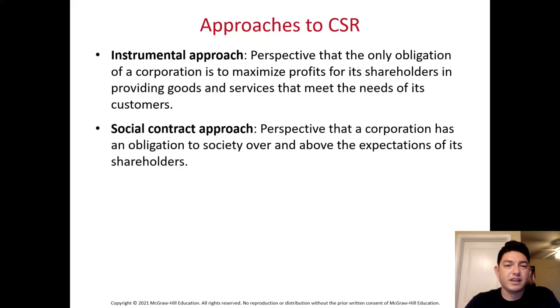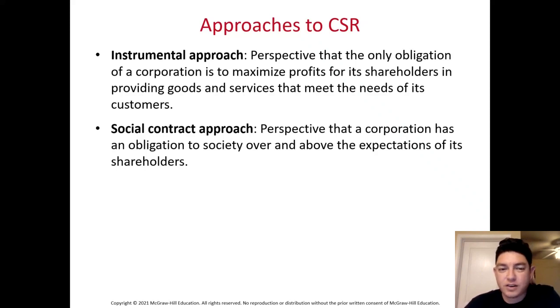Approaches to CSR. We have the instrumental approach, which is the perspective that the only obligation of a corporation is to maximize profits for its shareholders and providing goods and services that meet the needs of its customers. One of my favorite questions is to ask students in my business principles courses, which is like an introductory course to business, what is business? Is it about making money, maximizing profits? Is it about providing good services while maximizing profits? Are we also giving back to society at the same time? So what is business?